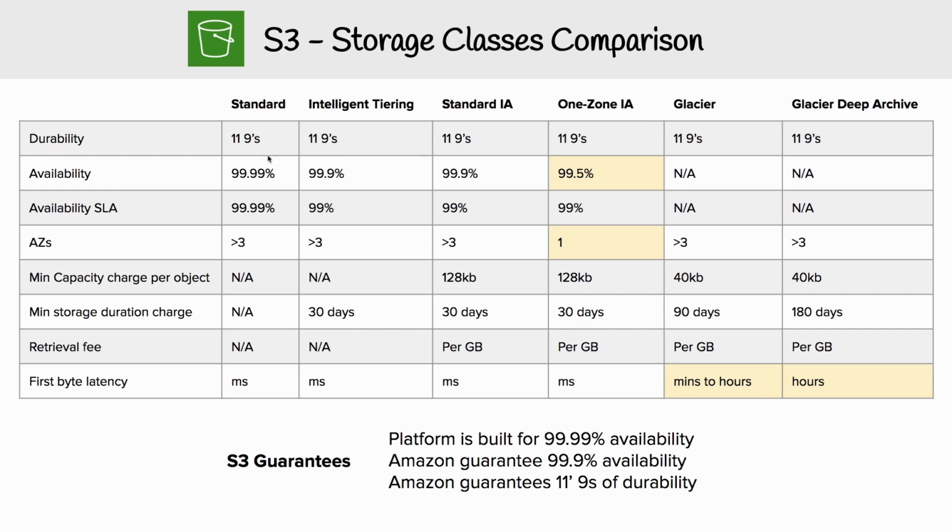For availability, it's 99.9% until we hit One Zone IA. For Glacier and Glacier Deep Archive, it's not applicable because it's just going to take a really long time to access those files. So availability is like indefinitely slow; we're not going to put a percentage on that. For AZs, it's going to run in 3 or more AZs from Standard to Standard IA. Actually, across the board, the only one that is reduced is One Zone IA.